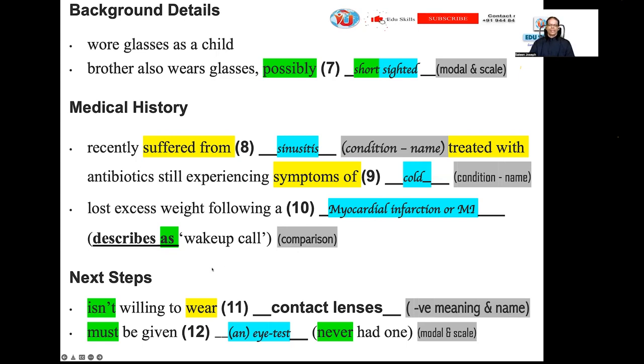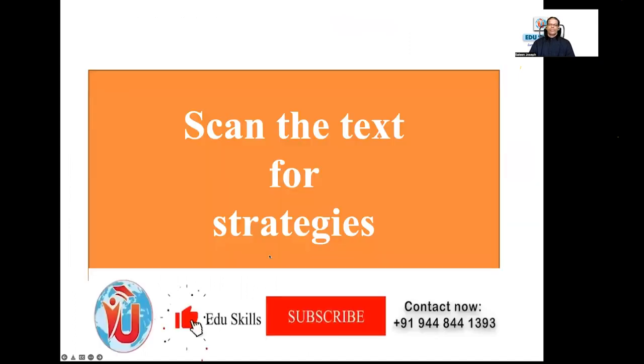So next one is, he isn't willing to wear contact lenses, negative meaning, or the name given. Contact lenses is the name, negative meaning. In the audio, they have given negative meaning. Okay, never an option. They said never. Contact lenses will never be an option for me. Must be given an eye test. This you have done. That's why I'm going fast.